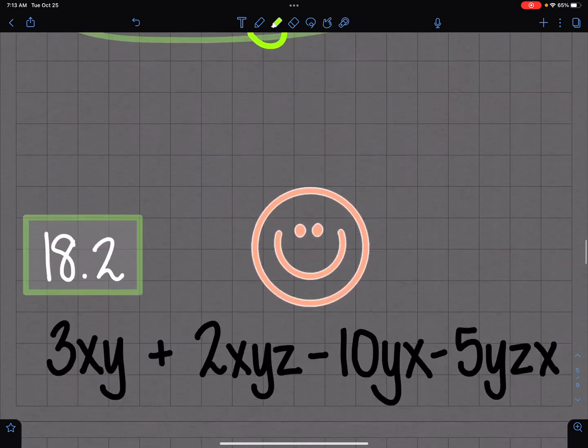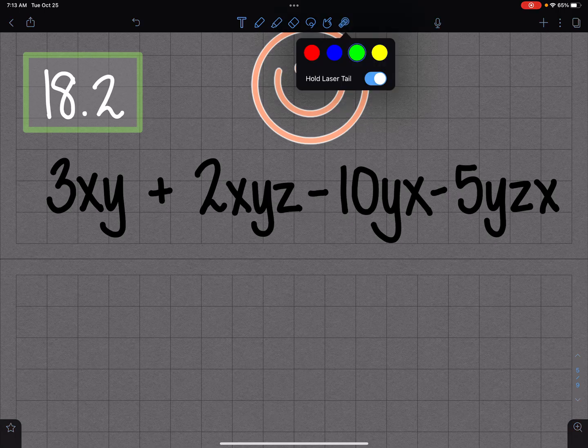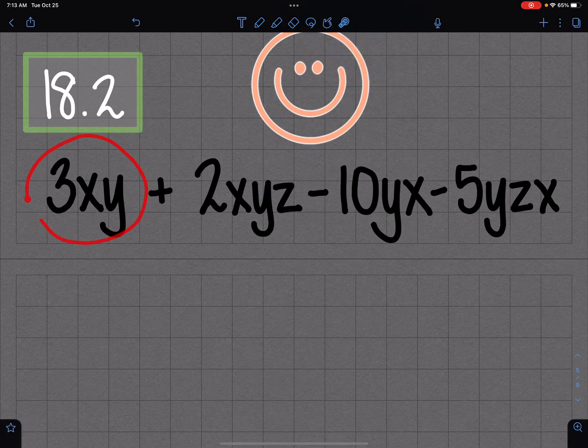Let's do example 18.2. Again, the instructions are to simplify by adding like terms. I actually love these problems. They're super satisfying to do. So let's start all the way at the left. We've got 3xy. The other thing I do is kind of eyeball all my terms. Like I know there's 4 terms here.